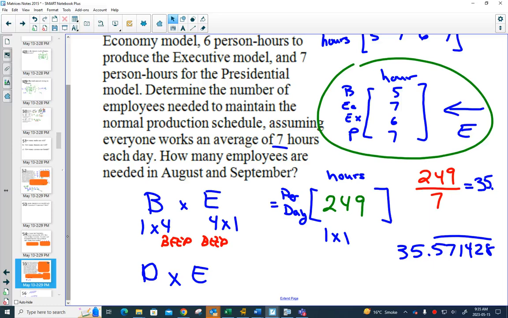So tomorrow's class, I'm going to give you a little bit of time to work on some word problems in setting things up.